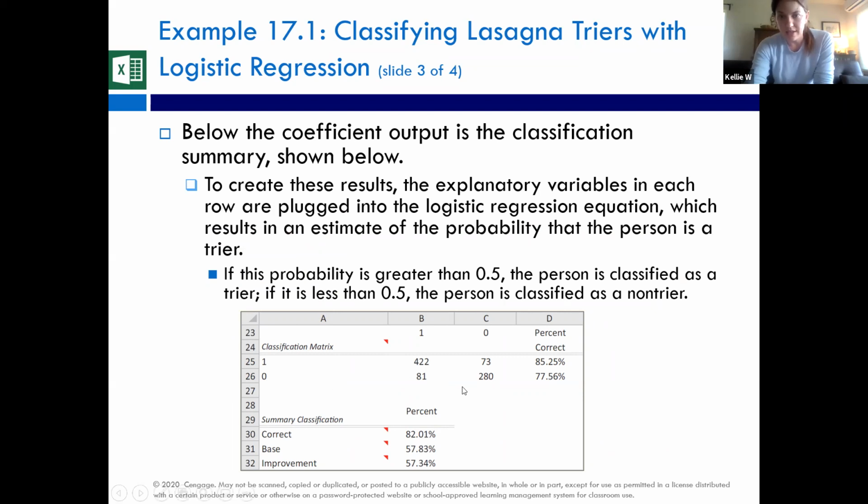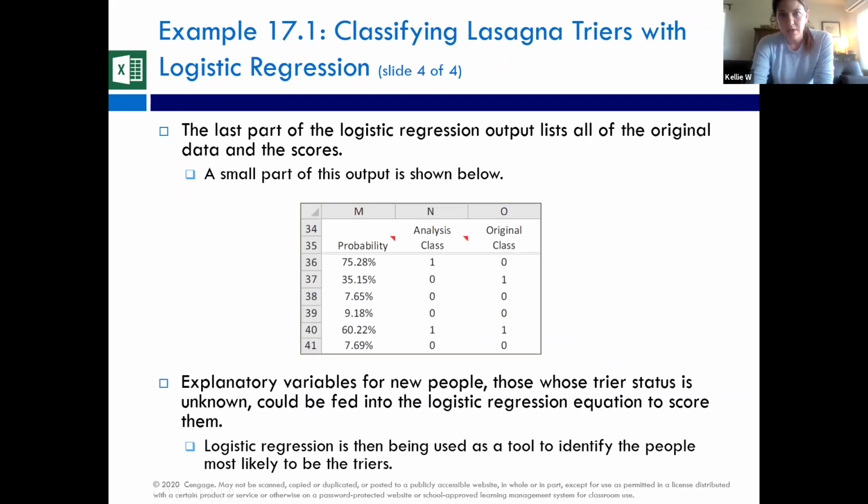And then this is the classification matrix. So it spits out the has tried, hasn't tried, and then the percent that it guessed correctly. It also gives you a list of all the original data and your scores, so you can see where it was incorrect.